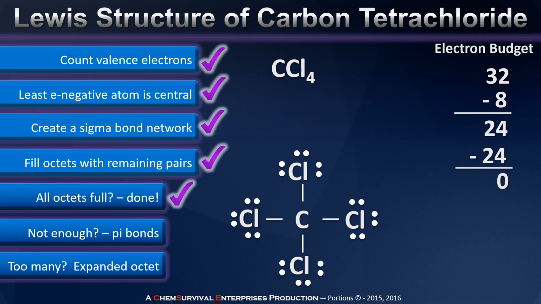So in a very short time, using a very systematic method, we've been able to draw the Lewis structure of carbon tetrachloride. Next time we'll take a look at some examples in which we do have to consider pi bonds and expanded octets. But for now, we've accomplished our goal of drawing the Lewis structure of carbon tetrachloride.